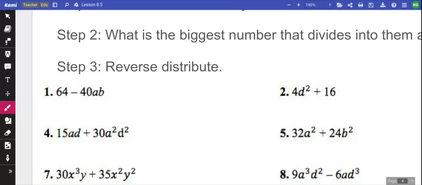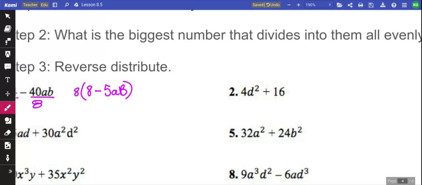I'm going to ask myself, what do 64 and 40 have in common? They can both be divided by 8. And 64 doesn't have any variables, so they don't have any variables in common. So I know that 8 was what was multiplied to the binomial. In order to reverse distribute, I'm going to be dividing each of these terms by 8. So 64 came from 8 times 8, and 40ab came from negative 5ab times 8.